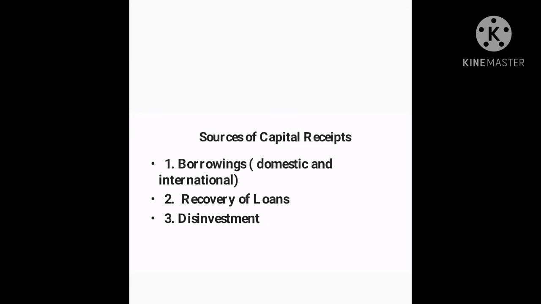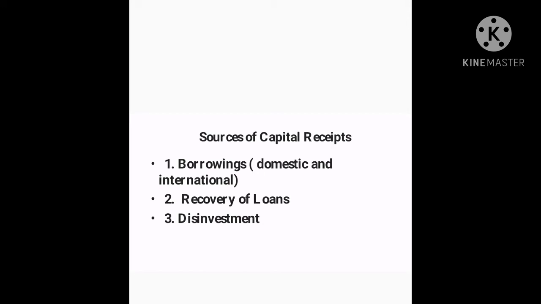Second, recovery of loans. Loans offered by government to others are government assets because it owns money that it lends. We know that the central government grants loans to states, union territories, public sector enterprises, other parties, and foreign governments. Recovery of all such loans is treated as capital receipts because it causes reduction in assets of government.